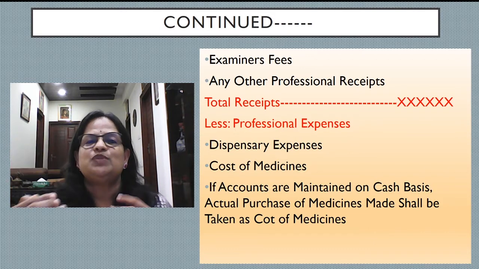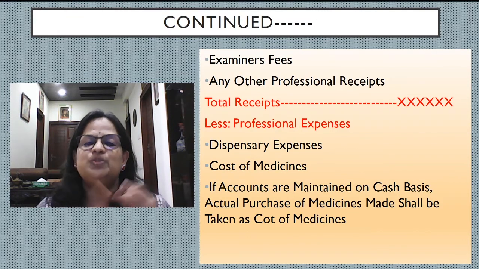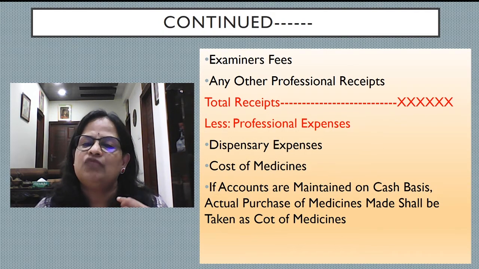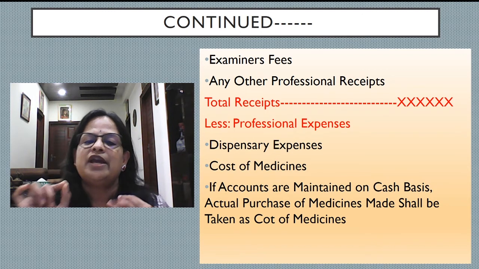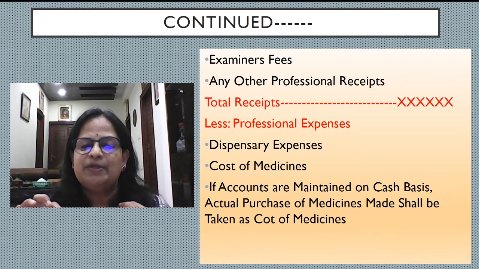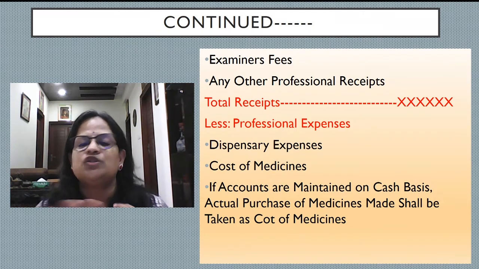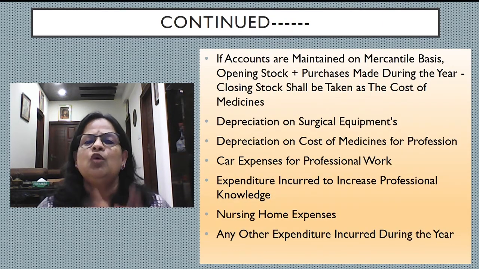Now, less professional expenses. Here you have to remember that professional expenses are those for the doctor. Dispensary expenses will be there. If he's running a pharmacy, dispensary expenses and staff will be there. Cost of medicines. For cost of medicines we have to take two considerations, which they will give in the problem, whether it's maintained on cash basis or mercantile basis. If accounts are maintained on cash basis, actual purchases of medicines made shall be taken as cost of medicines. If it's on mercantile basis, opening stock plus purchases made during the year minus closing stock shall be taken as the cost of medicines.